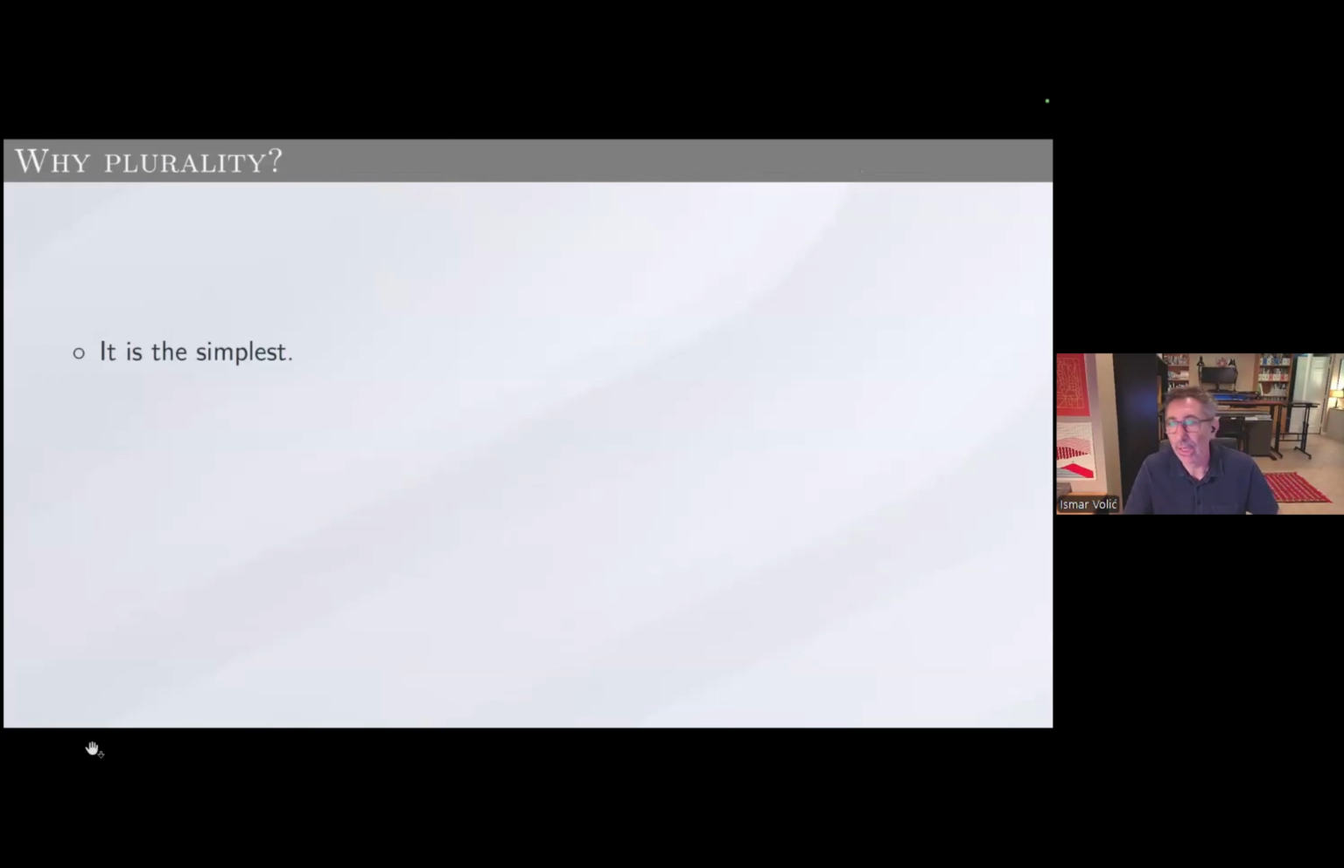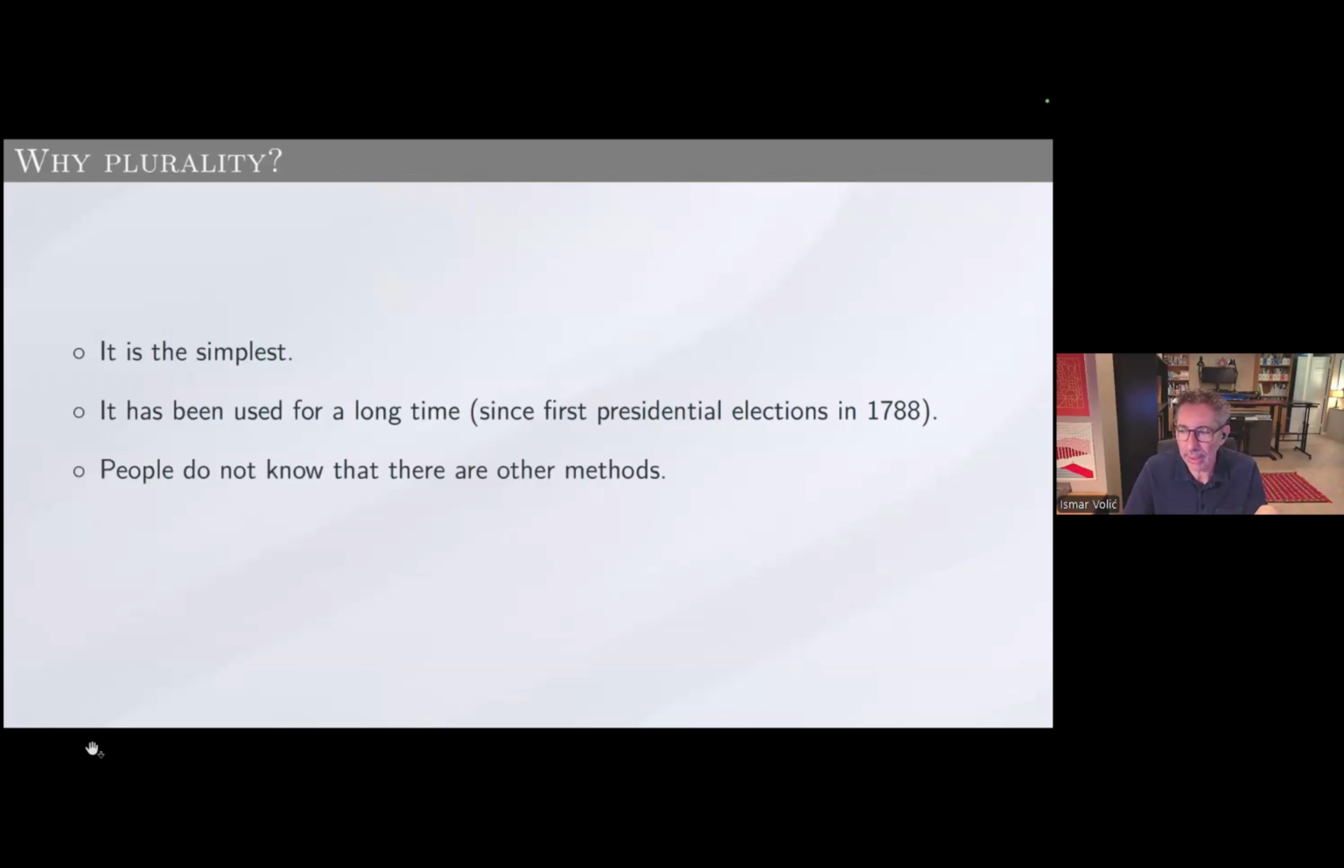Okay. So why do we use plurality? It's simple. It's been used a long time. People are just not aware that there are other methods. They're just used to voting by circling one name, and that's it. And politicians prefer it because if you get elected by plurality, then you don't go back and change the system that elected you, right? So politicians in general don't like to mess with the mechanisms that are helping them, right?